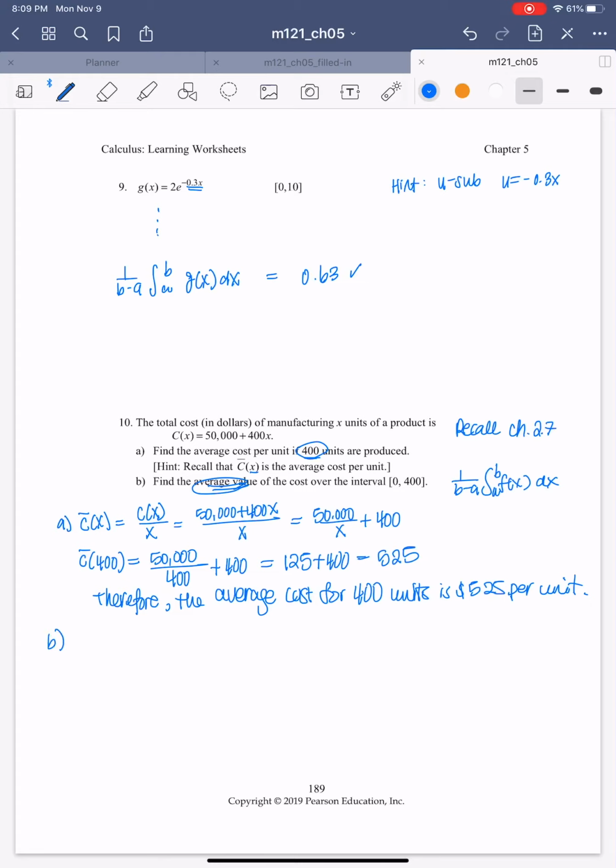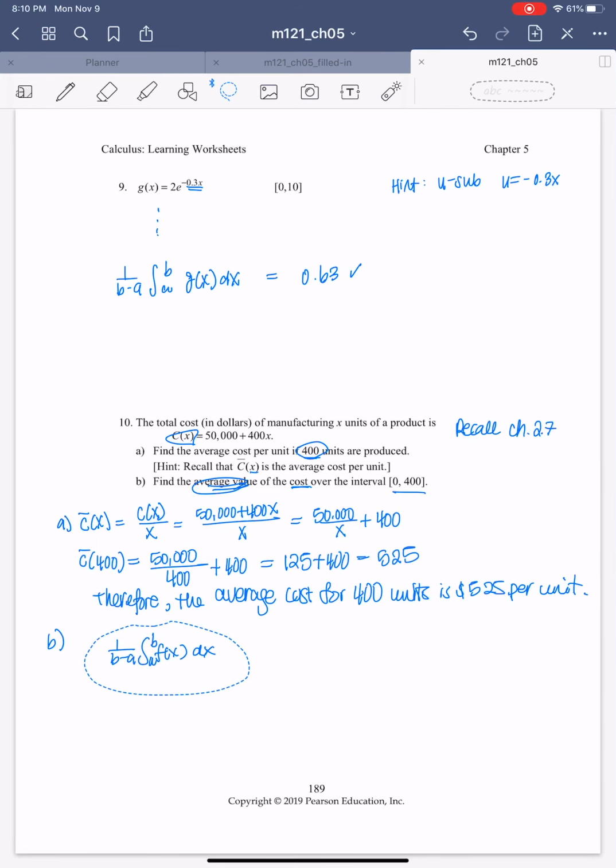Part B, find the average value of the cost. Now, they just want the cost function over the interval 0 to 400. So that's what we are doing. 1 over b minus a, I'm going to actually copy this one because this is our formula. Your b is 400, your a is 0. So I'm going from 0 to 400.